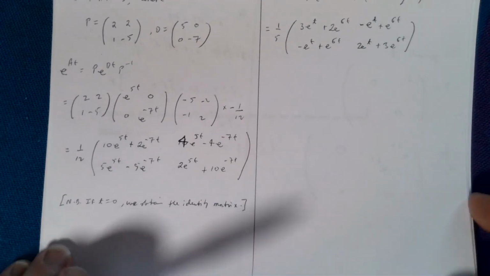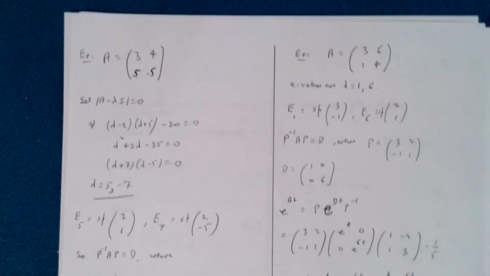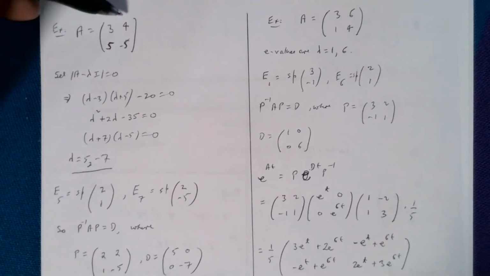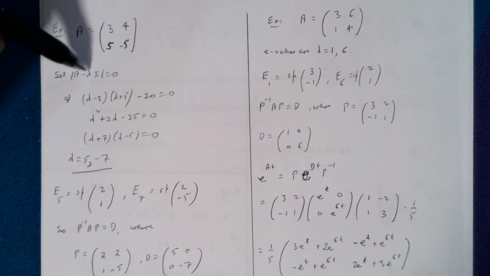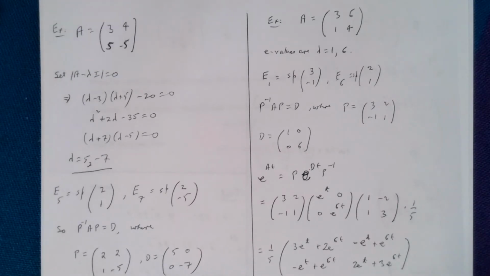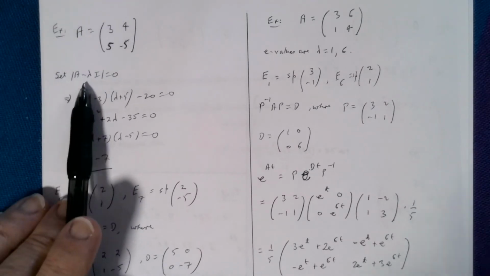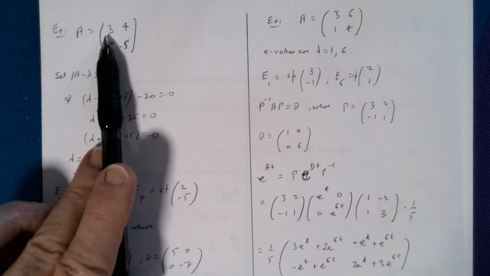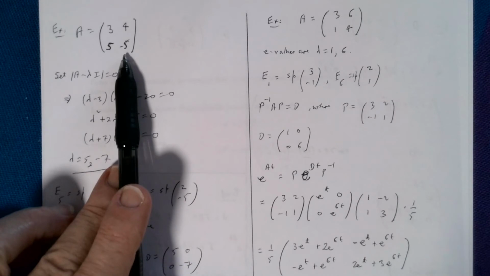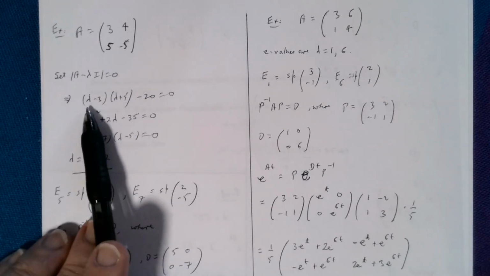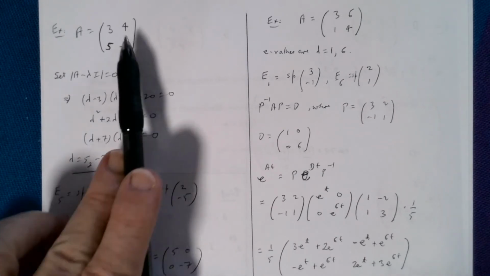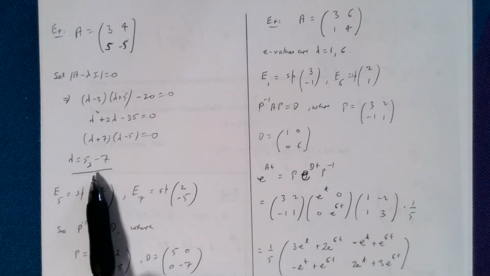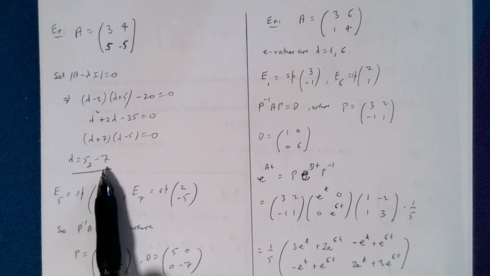So firstly, we need to find the eigenvalues and eigenvectors so we can get our P matrix. I've done this longhand, so I set the determinant of A minus lambda I to be 0 to get me the eigenvalues. So that's 3 minus lambda times minus 5 minus lambda, which I can rewrite as lambda minus 3, lambda plus 5 minus 20. Expand it out and factorize. And there are the eigenvalues, 5 and minus 7.